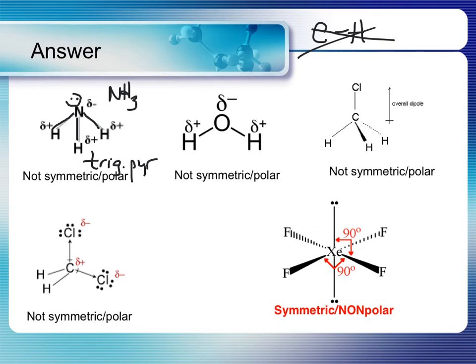Remember I said anytime there's a non-bonding pair on the central atom, it won't be symmetric. And so if I asked you to draw a dipole for this, remember the arrow points toward the more electronegative end. Okay, so that would be its dipole. Water, we already know, is polar and not symmetric, so I'm not going to beat that into the ground.